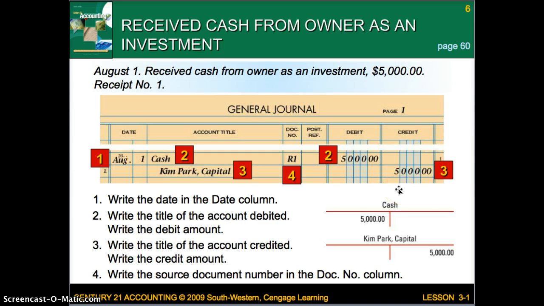Okay, so now we need to look at what it's like to journal. Received cash from an owner as an investment. We already know what would happen to our T accounts. If you don't remember what would happen, then you need to go ask those 4 questions again. What 2 accounts are affected? Cash and Kim Park Capital. How are they classified? This is an asset, so this would be your normal balance. This is a credit, so this would be your normal balance. 5,000 would go on the debit side because your cash would increase, your capital would increase, so your 5,000 would go on your credit side here.